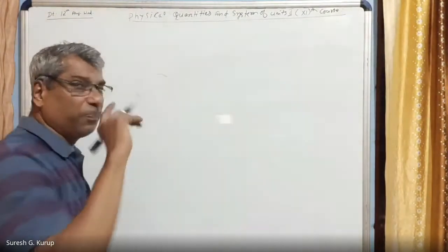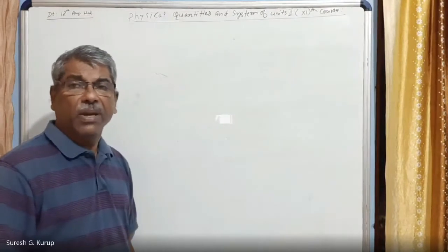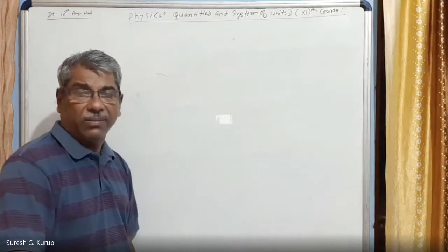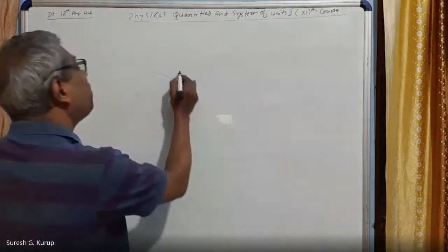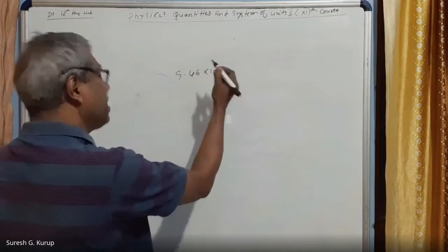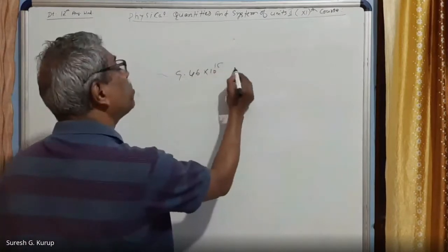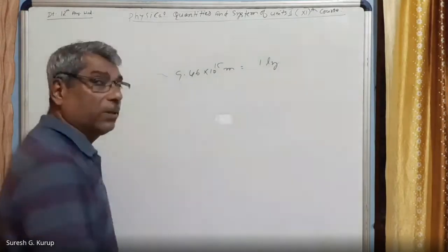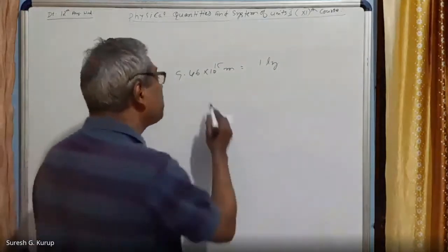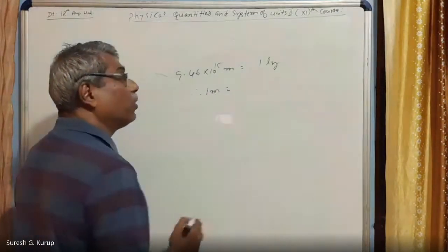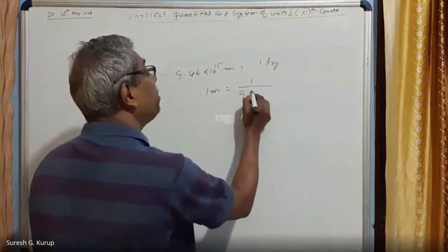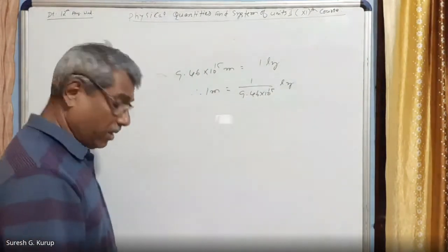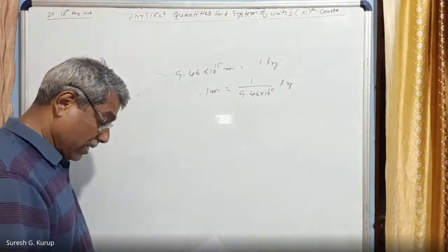We have to make a relation between meter and how many meters constitute 1 light year. That's the condition. We know that 9.46 into 10 raised to 15 meter is equal to 1 light year, 1 Ly. Therefore, 1 meter is equal to 1 divided by 9.46 into 10 raised to 15 light year. The notation is simply Ly.